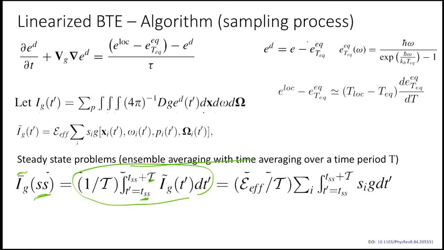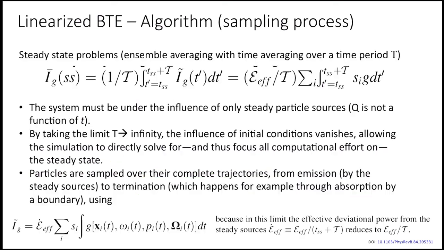That would be equal to epsilon effective, whatever this epsilon effective is, divided by this entire time duration after the steady state, and this sum over SI and G, SIG integration from TSS to TSS plus T. If you take the T infinity limit, if T goes to infinity, then you could write it as an effective deviational power from the steady source, epsilon dot effective.